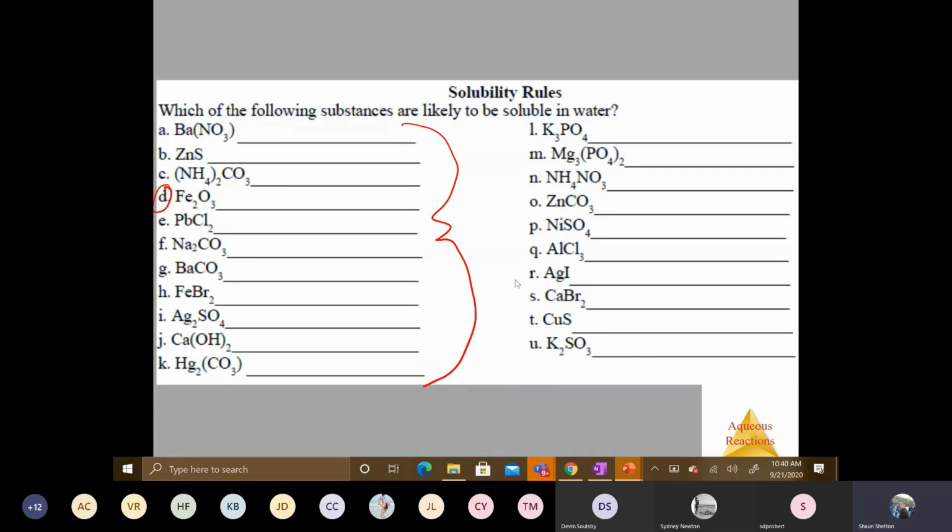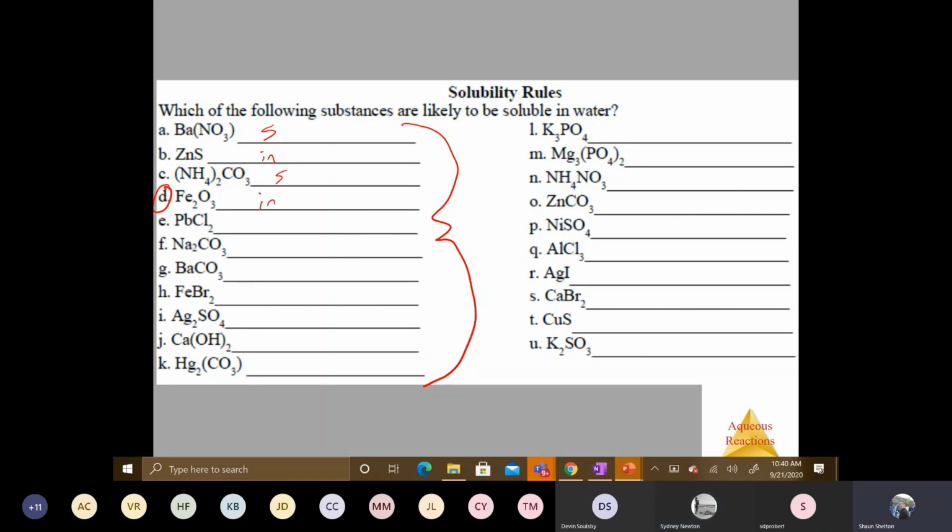Sydney, tell me what you get for A. I'm going to write it on paper here. For A, I got soluble. Okay, good. So I'm just going to write S for soluble and N for insoluble. What about B? B is insoluble. We already did that one. Yep, right. C is soluble. Okay, what about D? D is insoluble.